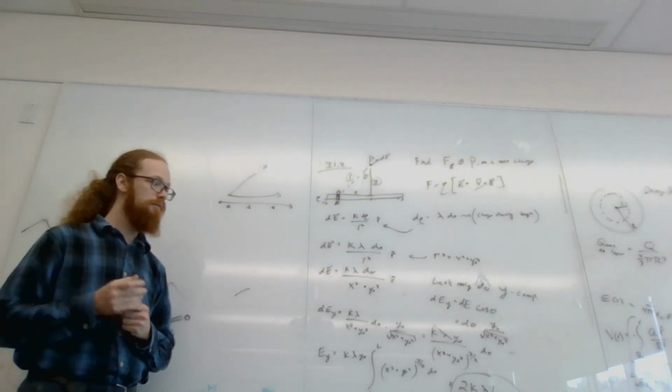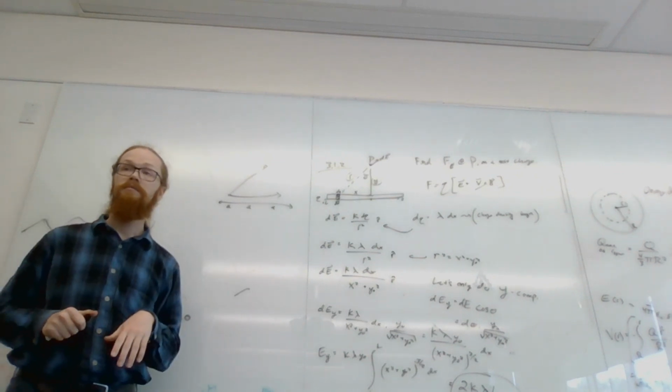So F just equals that times Q. There's no Q? Q in the numerator. That's literally it.